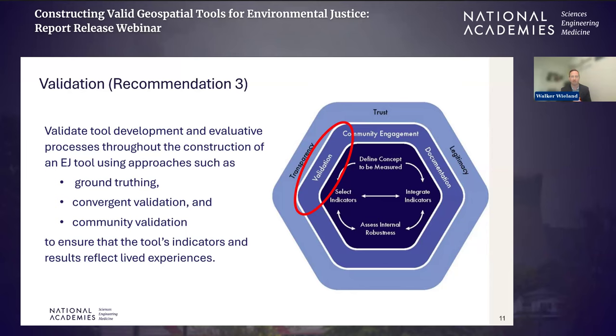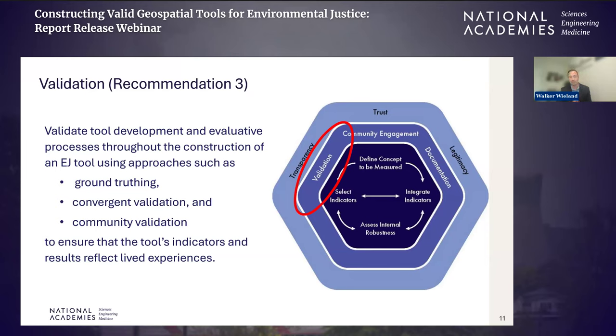All right, on to validation. So once you've generated a tool, how do you externally check that the tool does what you intended it to do? Tool validation is a nuanced yet crucial process. And there are important validation methodologies that need to be applied throughout tool construction.